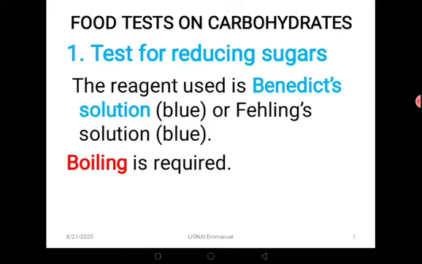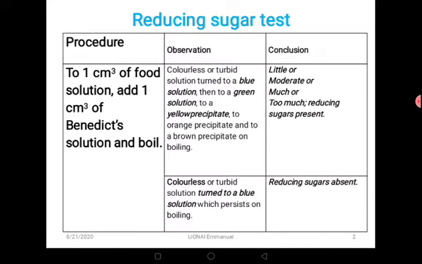So when we are testing for reducing sugars, what is the reagent? The reagent is Benedict's solution or Fehling's solution. And what is the condition? The condition is boiling. So let's look at the procedures, the observations, and the possible conclusions here. A possible procedure is: to 1 centimeter cubed of a food solution, add 1 centimeter cubed of Benedict's solution and boil. So the instruction can appear like that.